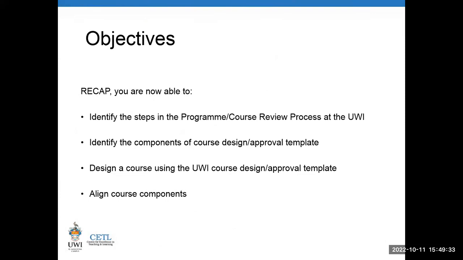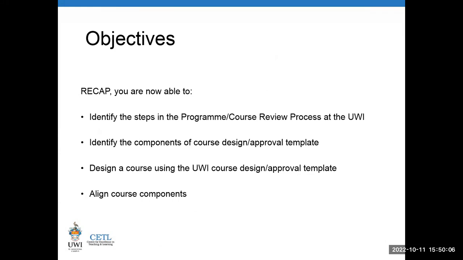And I think that brings us to the end. Just as I told you, you always want to recap your learning outcomes at the end of a particular learning experience. So you're now able to identify the steps in the program or course review process. You are also able to identify the components of the course design or approval template. And remember, we broke them up into 3 different parts, which include the administrative, the pedagogical, and the financial aspect of it.